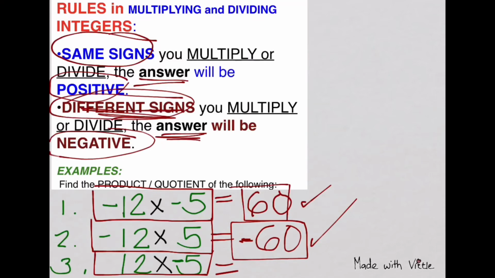Okay? They are still the same numbers we're working on. 12 times 5 is 60. And then decide the final sign for your answer. So you're looking at your numbers. One of them is negative and one is positive. Thus, your answer will have a negative sign because they're different signs. So your final answer will be negative 60.